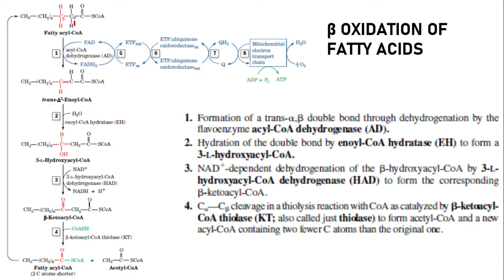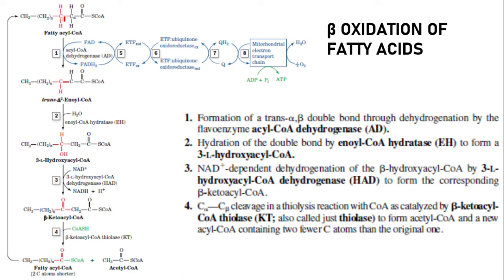Because you see here, this is the fatty acyl coenzyme A. Here, this carbon is alpha carbon. This first carbon is the carbonyl carbon. Don't count it. This is the alpha carbon. This red colored one is the beta carbon. These oxidation reactions are taking place on the beta carbon. That's why we call it beta oxidation. So beta oxidation of fatty acids.